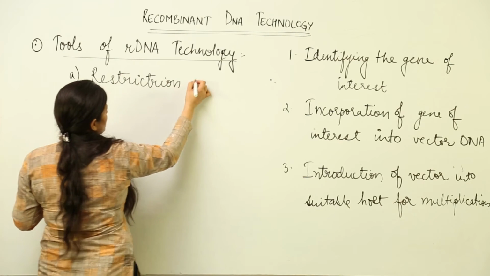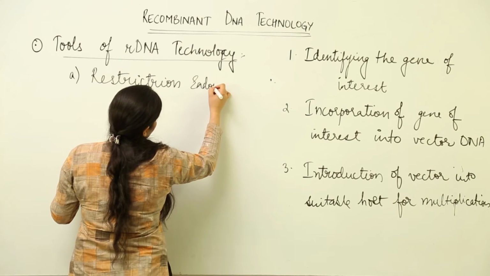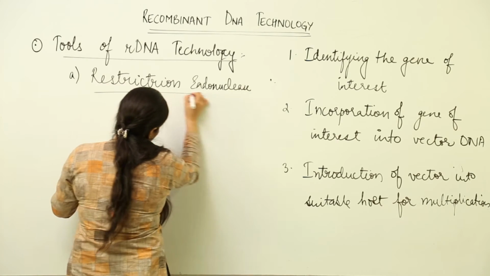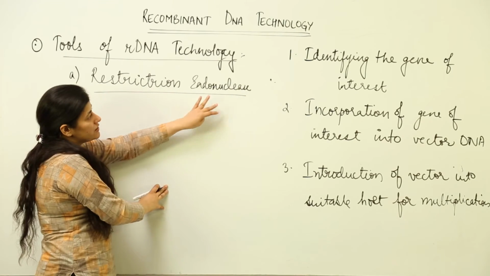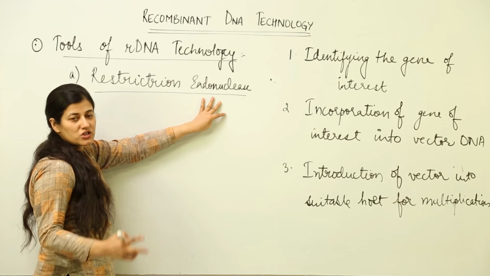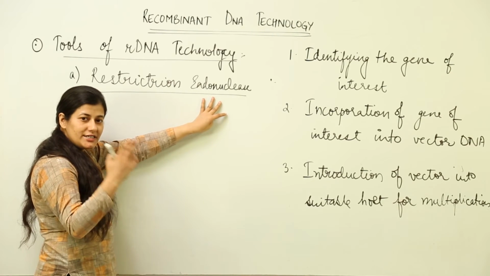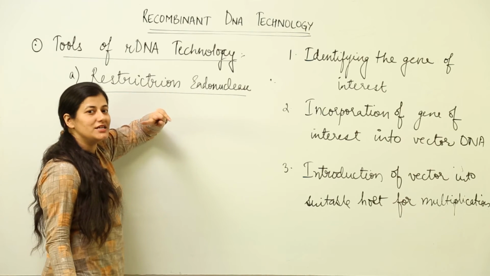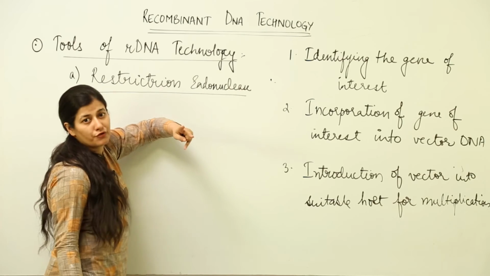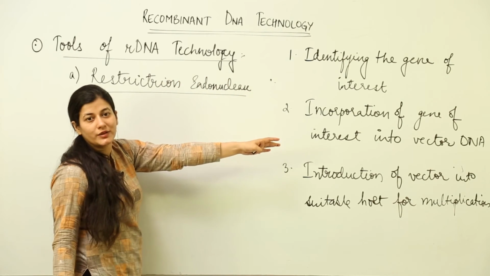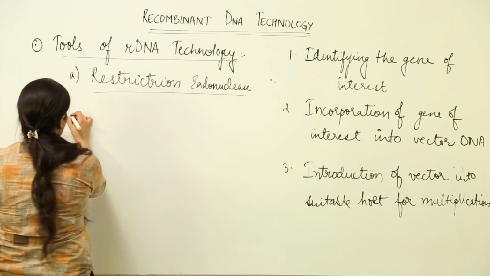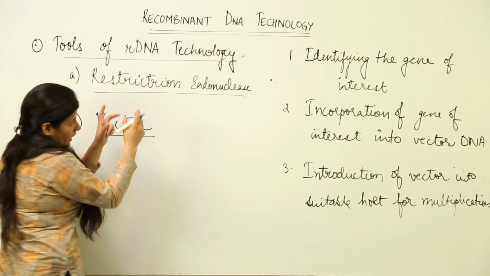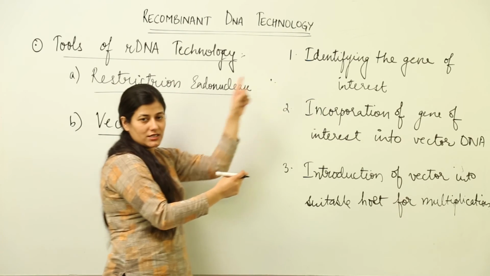Restriction enzymes. As I told you in the introductory lesson also, these are a special class of nucleases. Nucleases are the enzymes which are responsible for cutting the DNA. So the gene of interest is nothing else but a DNA sequence only. That DNA sequence has to be cut from there and brought in contact with the vector. So the second tool is the vector, which will incorporate the gene of interest in itself.